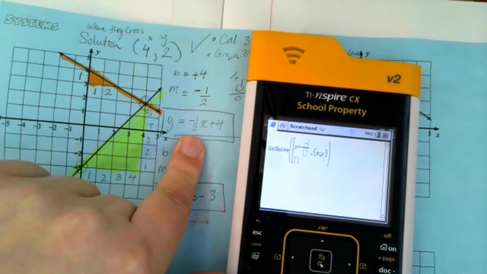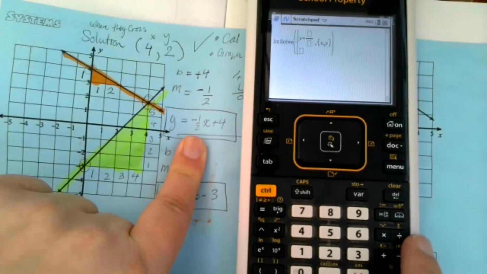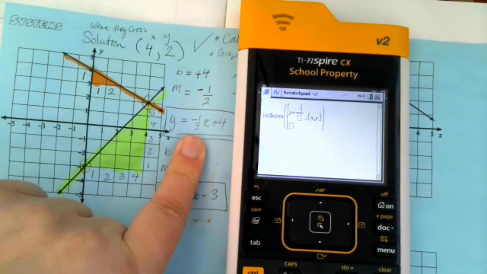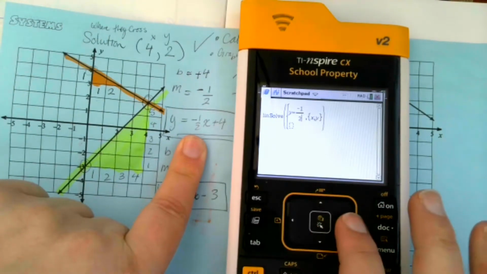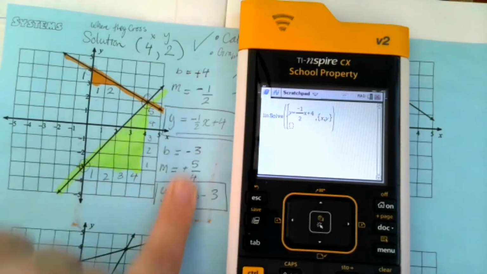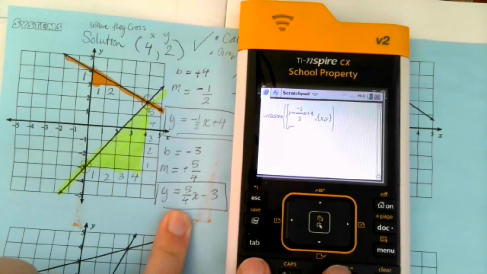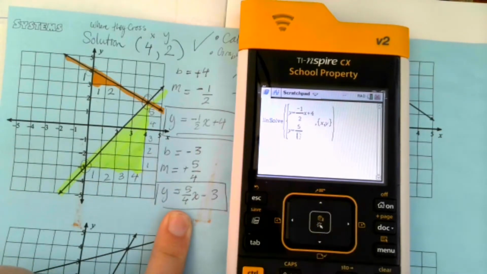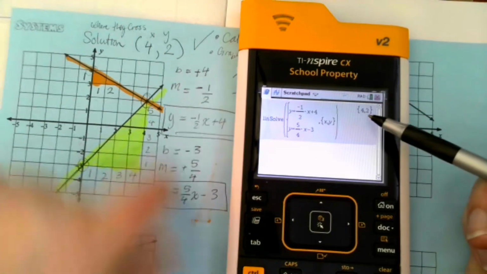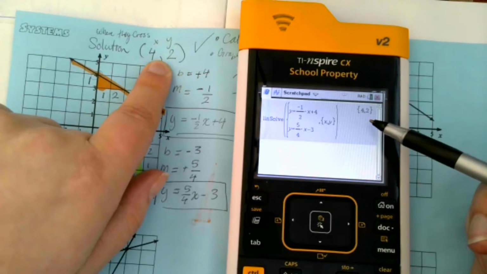I'm using the white negative under the 3. I'm using this negative, not the subtraction sign. Negative 1 over 2, and then we need x plus 4. Then for this one I need y equals control divide 5 over 4 x minus 3. Press enter. I got 4, 2, which is my solution. That's the same thing, so I'm good to go.